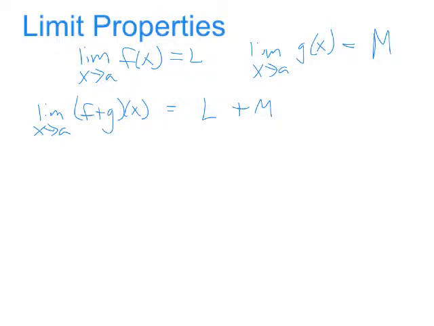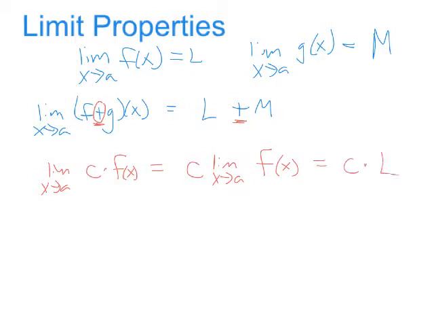The next property would be just changing this plus sign to a minus sign, so I'm going to write plus or minus right there. We also can multiply our function by a constant. So if I said the limit as x goes to a of a constant times a function, we can move that constant to the outside and take the limit as x goes to a of our function f. And in this case, that would wind up being c times L.